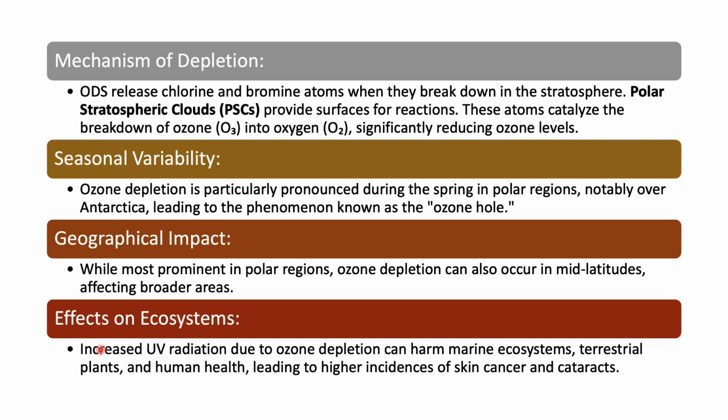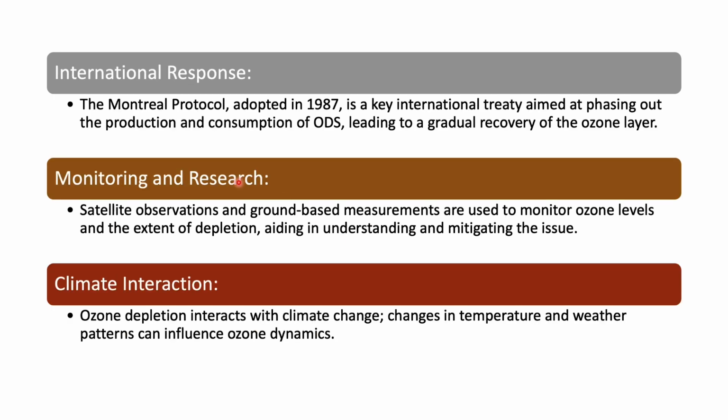What is the effect? Mainly, the increased UV radiation due to ozone depletion can harm marine ecosystem, terrestrial plants and human health, leading to higher incidence of skin cancer and cataract. So what is the international response to reduce or mitigate this? The Montreal Protocol, adopted in 1987, is a key international treaty that aimed at phasing out various compounds which are ozone depleting substances, leading to a gradual recovery of ozone layer. That is like currently we do not use chlorofluorocarbons in the refrigerator. So that is one of the reasons, from the Montreal Protocol, people stopped using chlorofluorocarbons.